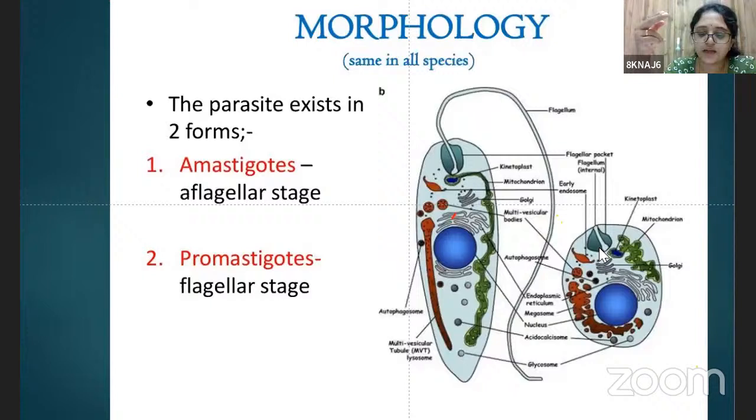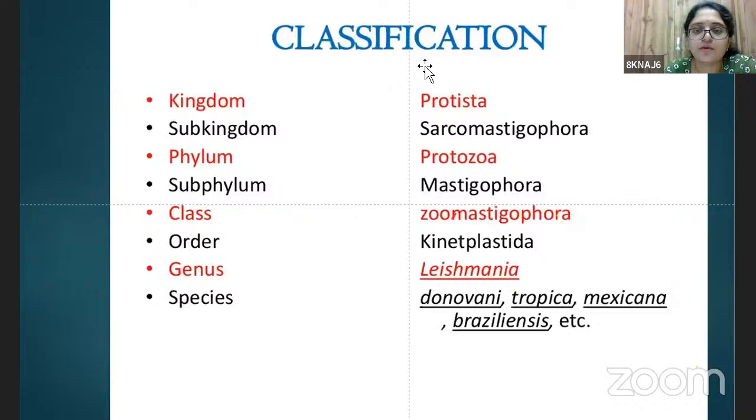They attack fresh cells and repeat the cycle of multiplication, or they are taken up by the sandfly. Now this is the life cycle, basically. It is a digenetic parasite, and this is the promastigote or the flagellar form. We'll come back to it later. It is a digenetic parasite having two hosts: one is man, and the other is the sandfly, that is Phlebotomus argentipes.